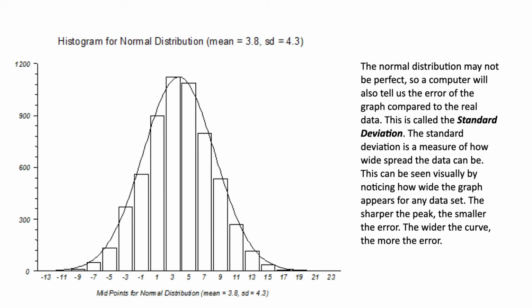All right, next we're looking at a histogram for a normal distribution with a mean of 3.8 and a standard deviation of 4.3. So this is just a way of seeing it. You can see that the 3.8 would land somewhere right in the middle there. That is the mean. Standard deviation means that each of the points are varying by 4.3. And so this is kind of what a normal distribution looks like.